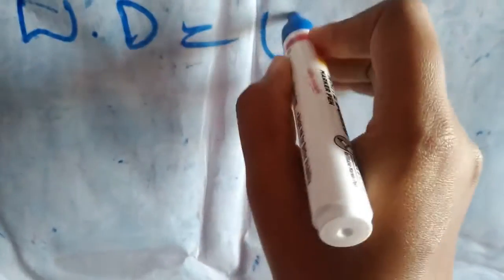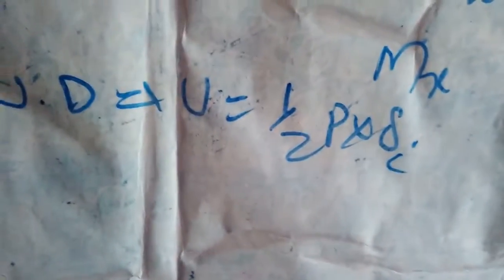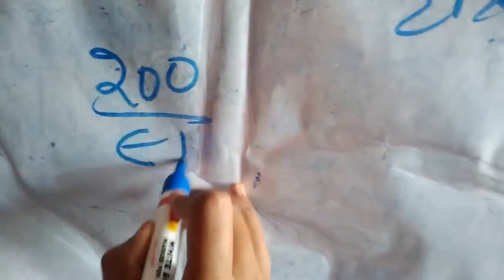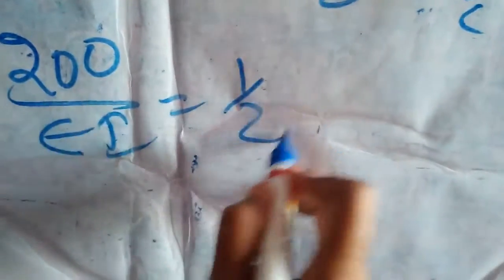As per the work done, it will be equal to your strain energy, which will be equal to half into P into delta. So here we should equate that, then we will get the deflection at C. For that, what is the strain energy? Here it is 200 by EI. That should be considered as half into, what about the P? Here it is nothing but the load, 5 kilonewton. So substitute 5 into delta C.